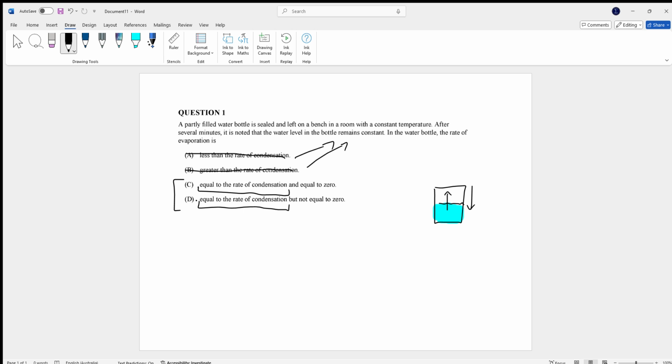Now the reason why D is the correct answer is because they've said it's not equal to 0. Because water does evaporate. However, because the level is not changing, that means the rate of evaporation has to be equal to the rate of condensation. So from when the water goes from a gas to a liquid, the liquid to a gas is exactly the same. That's why it appears it's not changing. So C is your incorrect answer. D is your most correct answer.